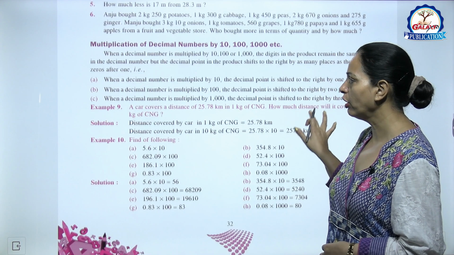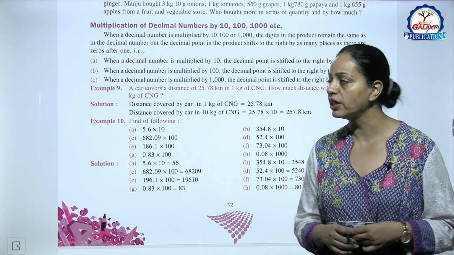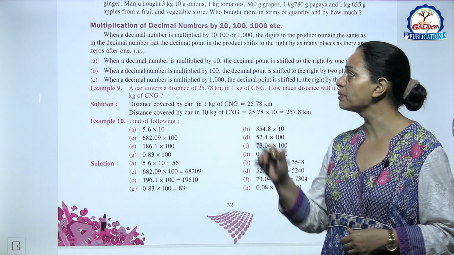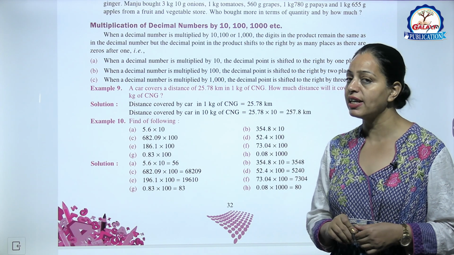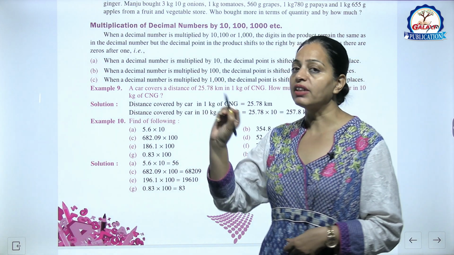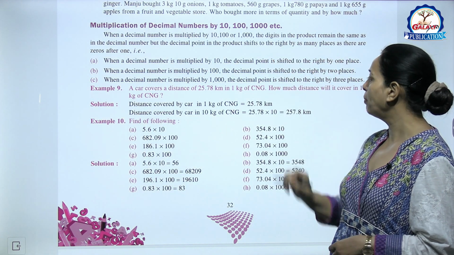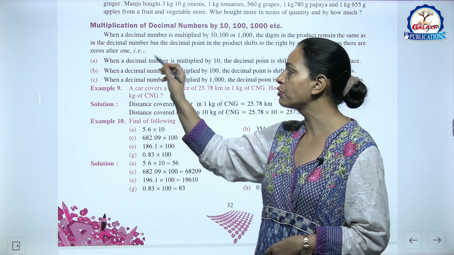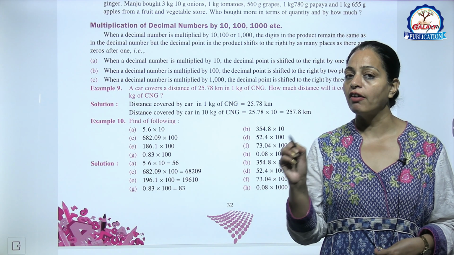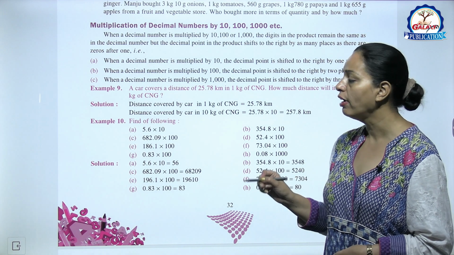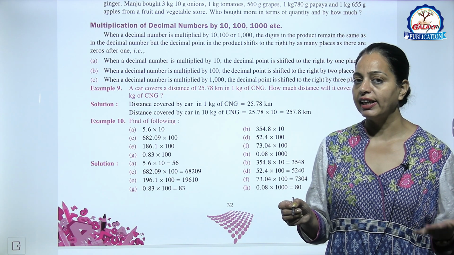Now the next we are talking about multiplication of decimal numbers by 10, 100 or 1000, etc. When a decimal number is multiplied by 10, 100 or 1000, the digits in the product remain the same as in the decimal number, but the decimal point in the product shifts to the right by as many places as there are zeros after 1. अगर हम 10 से मल्टीप्लाई करते हैं तो डेसिमल हम शिफ्ट कर देंगे आफ्टर 1 डिजिट टुवर्ड्स राइट. ओके, अगर हम 100 से करेंगे तो 2 प्लेसेस, एंड अगर हम 1000 से करेंगे देन 3 प्लेसेस.